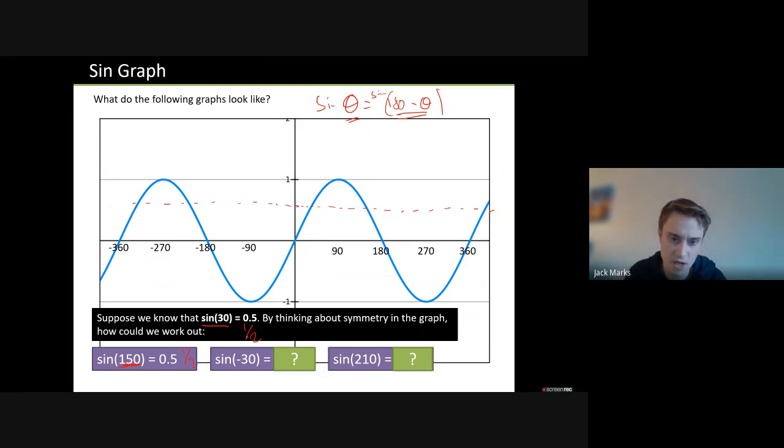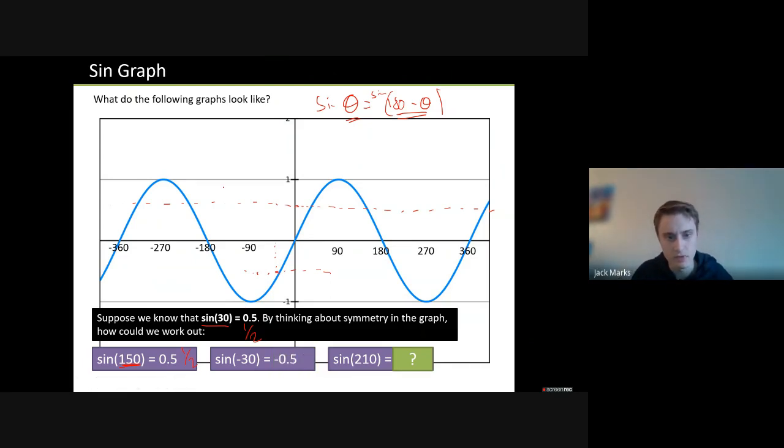What about sine of -30? Because you can go to negatives as well. Well, again, there's a bit of symmetry going on here, but clearly it's not going to be a positive answer. When I say symmetry, yes, this is rotational symmetry instead of reflecting. And this will actually give you -1/2.